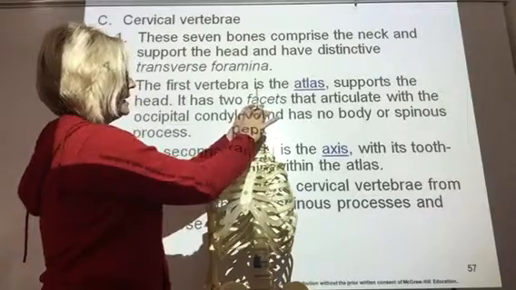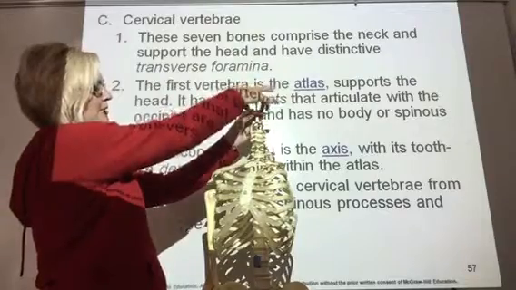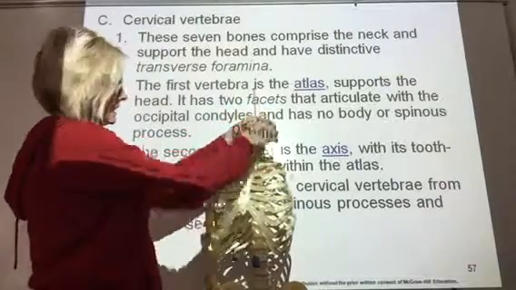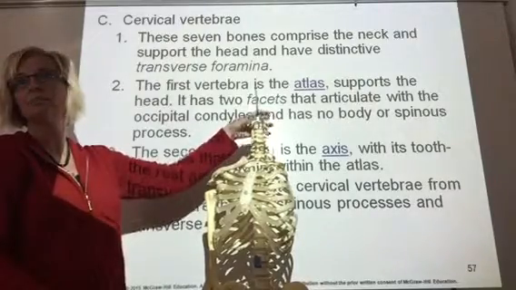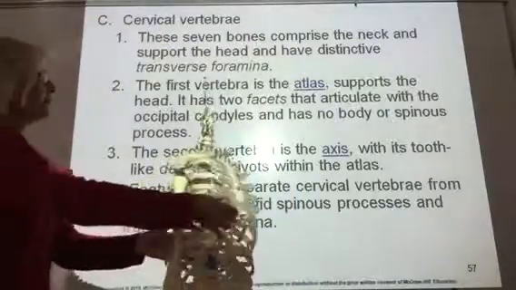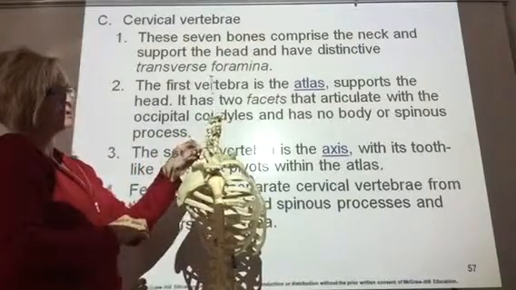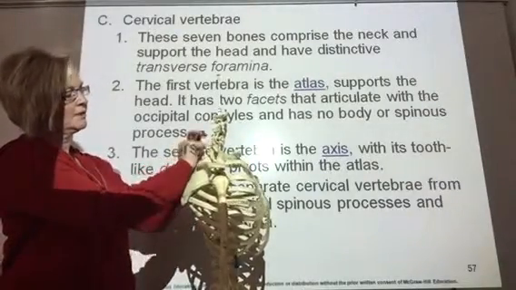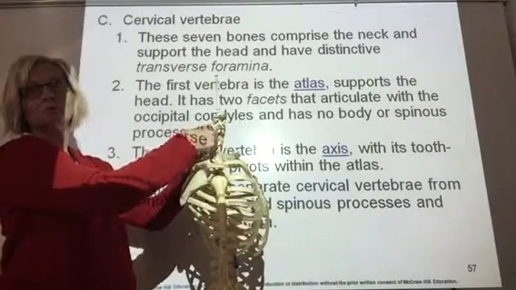Your atlas has some facets right where your skull is basically going to sit. It is going to meet up with the occipital condyles. So basically your skull is going to sit right on the top of this vertebrae, and that's where they meet up. So if I look and count 1, 2, 3, 4, 5, 6, 7, there are my 7 cervical vertebrae. Then I'll notice when I start with my first thoracic vertebrae, that's where my first rib is going to attach.